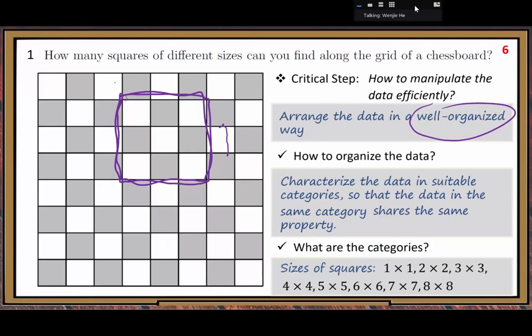Currently, we count the number of squares. A square is a two-dimensional figure, right? Can we separate it into one-dimensional problems, the horizontal dimension and the vertical dimension? We separate these two dimensions. After we separate them, the problem should be simpler, right?